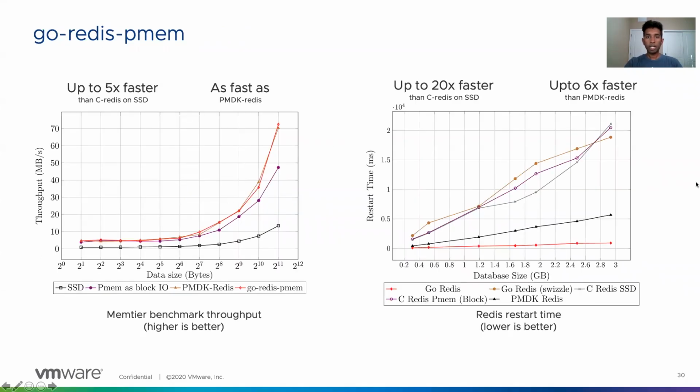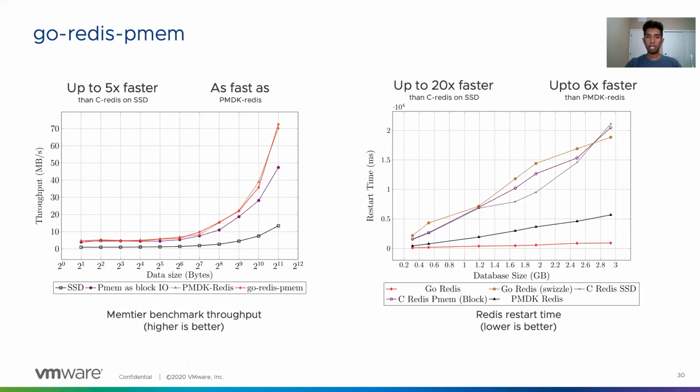First, we compare performance of go-redis-pmem against two other Redis implementations. PMDK Redis, which is a Redis server written using the PMDK library, and Vanilla Redis, which is the original C implementation of Redis that stores its log files on SSD, labeled as C Redis SSD in the figure, and on pmem used as block IO, labeled as pmem block IO.